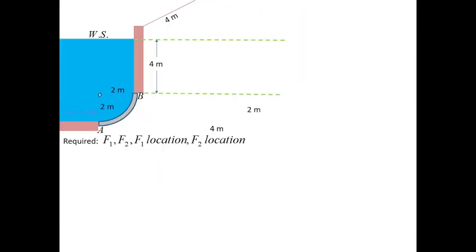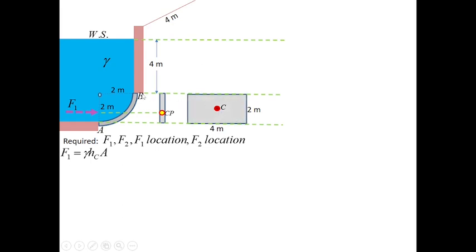So, let's analyze. Let's start with F1. This is the center of pressure. This is our vertical projection. This is the formula of F1. So, specific weight. This is the centroid of our plane area. Here, because it says perpendicular to the sketch.